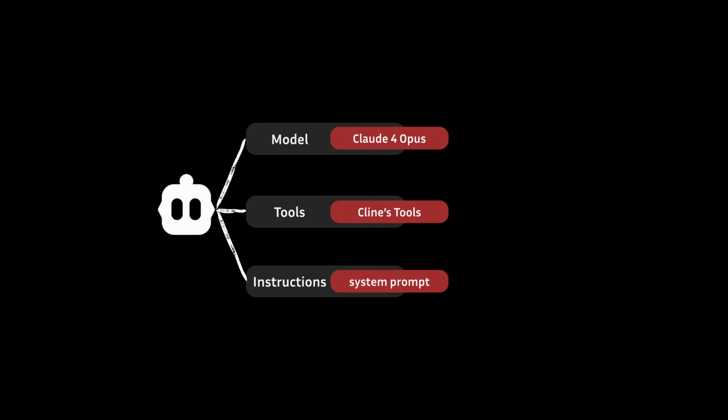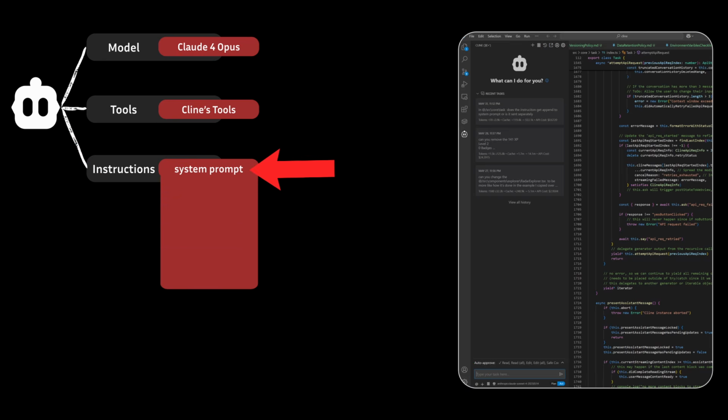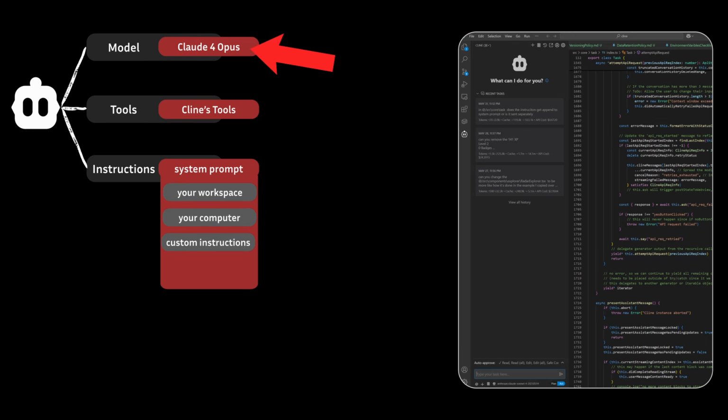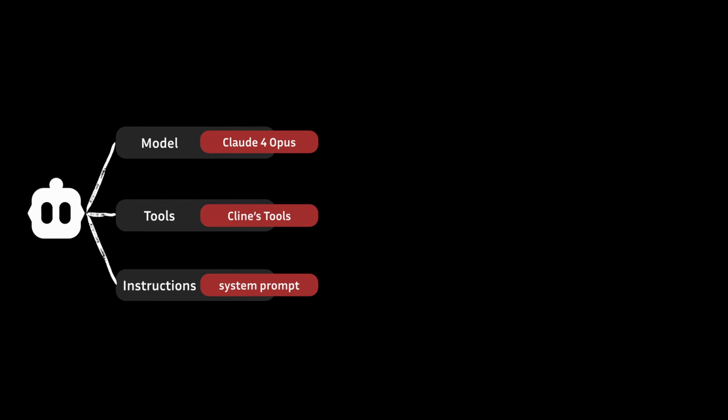Now that we understand what an agent is, let's do a dry run. When you send your prompt to Cline, Cline will start by expanding its existing system prompt with extra details about your workspace, your computer, as well as your custom instructions. So this large system prompt is sent to the model along with your entire conversation history. Once the model receives this request, the agentic orchestration starts to occur.